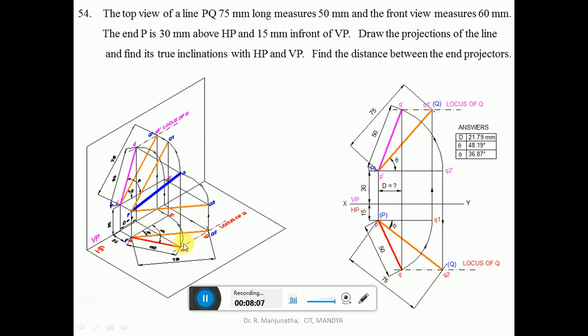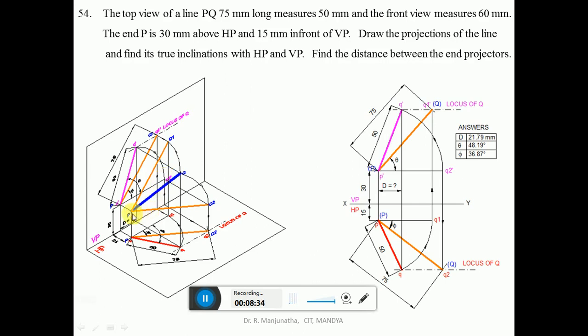Now actually, from this point Q, if you draw a vertical projector, and from Q dash you draw a horizontal projector, both are going to meet at this point. Then this is going to be the PQ. This is going to be the actual length of the line in space. So this is going to be Q. So when you are rotating like this, when you make it parallel to HP, this is how it is going to take the rotation here in the front view.